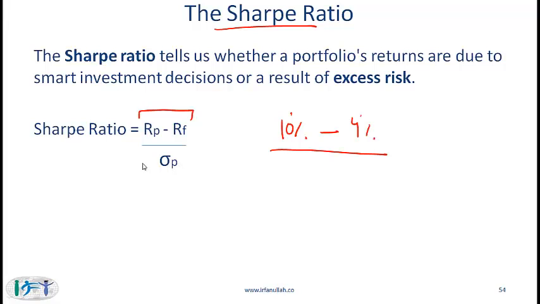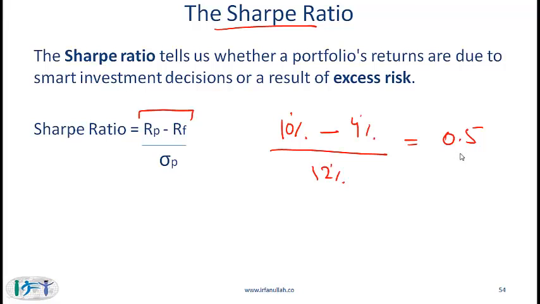Let's say that the standard deviation of the portfolio is 12%. This would mean that the Sharpe ratio is 6% over 12%, which is 0.5. Now this in and of itself doesn't tell us whether the Sharpe ratio is good or bad. You need to compare with other portfolios.